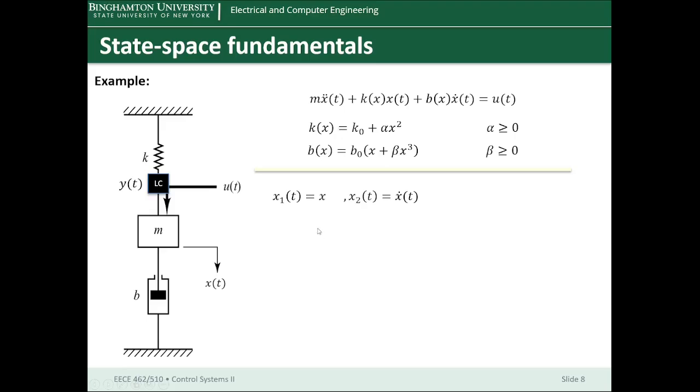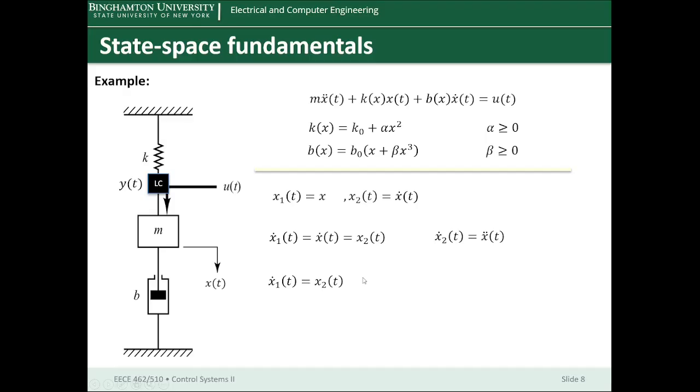Now we define this model in a state space. Here we have just one second order differential equation, so we should have two states. We assume the first state is the position of the mass. Here it's x, and the second state is the speed of the mass, x dot. So x1 dot is equal to x dot, which is equal to x2, and x2 dot is equal to x double dot.